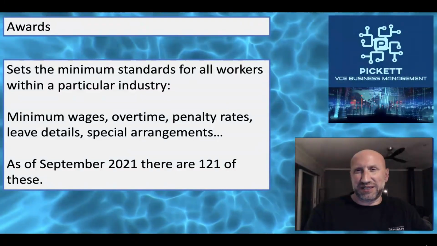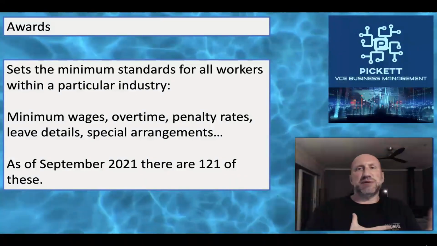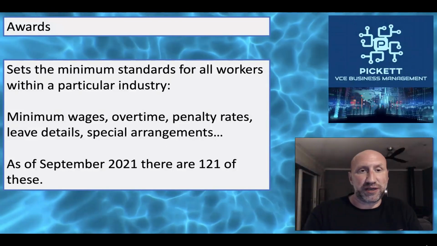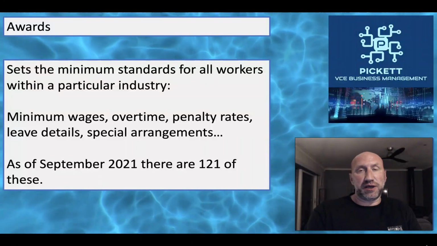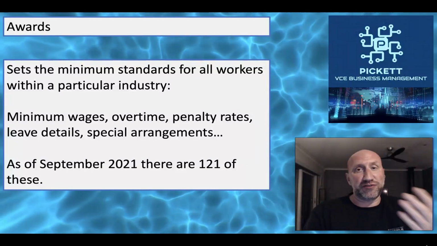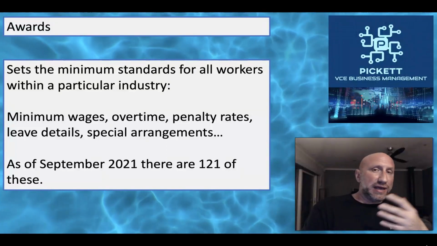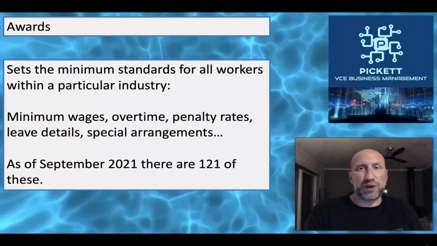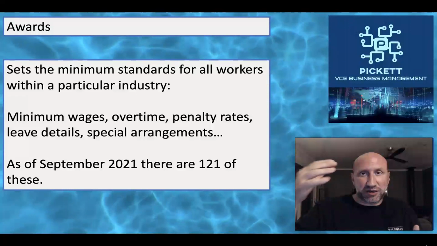Now, what is an award? So again, I said this last time. An award basically sets the minimum standards for employment for all workers within a particular industry. It sets out the minimum wages that can be paid, and that will apply to different age levels. It will explain how overtime needs to work, how penalty rates work, how leave works, and any other special arrangements.